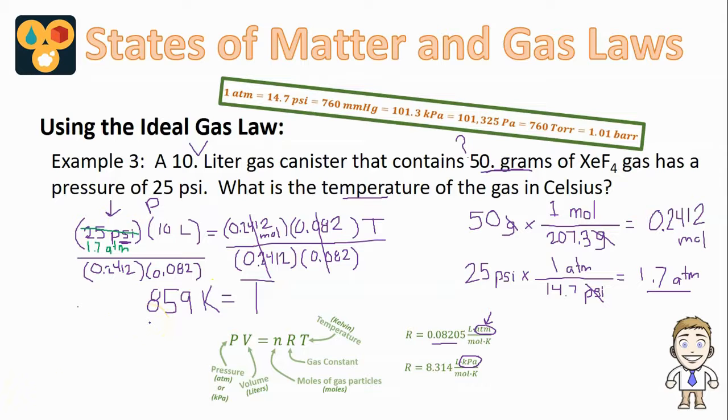Now this problem has one last little trick to throw in. It asked for temperature, but it asked for it in Celsius. So you technically would not leave it at 859 Kelvin. You'd finish it by subtracting out the 273 to get the answer in the proper units. This comes out to 586, now in degrees Celsius, so that can be my final answer.